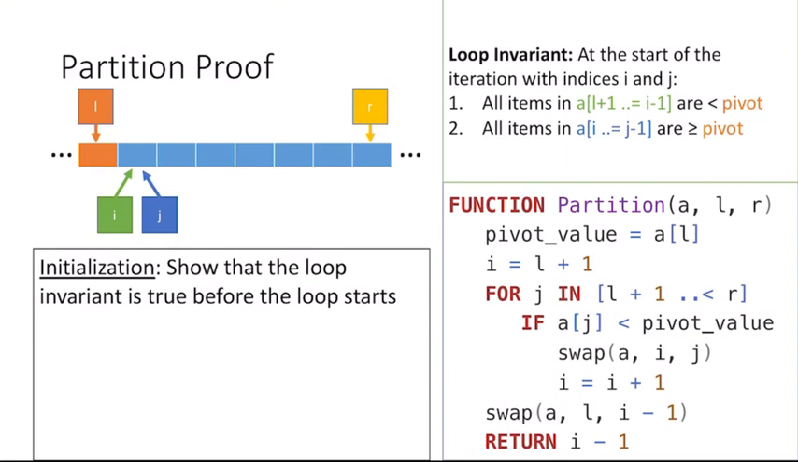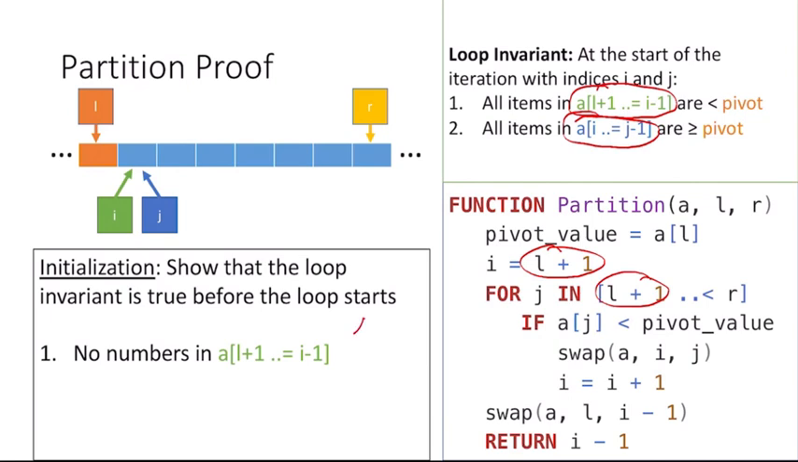So for initialization, we just show that the loop invariant is true before the loop starts. So before the loop starts, i is equal to L plus 1, j is equal to L plus 1. So what can you tell me about these two partitions under those circumstances? Well, the first one goes from L plus 1 up to and including i minus 1, and we just said i was L plus 1, so that would be L plus 1 up to and including L. And then similarly for the other one.